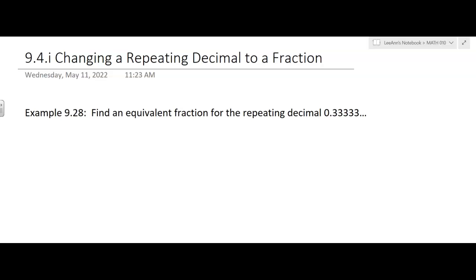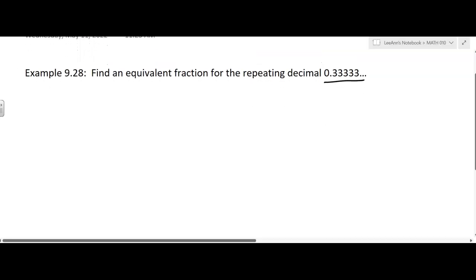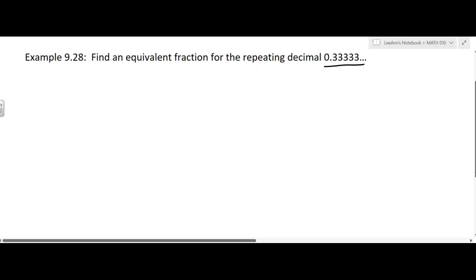So one way we can use an infinite geometric series is to take a repeating decimal and change it into its equivalent fraction. All repeating decimals can be changed into an equivalent fraction. There's actually more than one way to do this, but we're going to show you this way because we're in this chapter. Okay, so think of the number 0.33333 repeating.